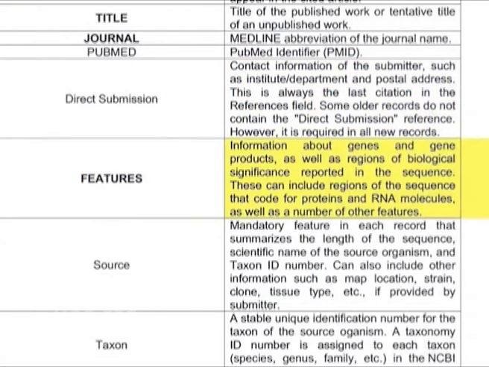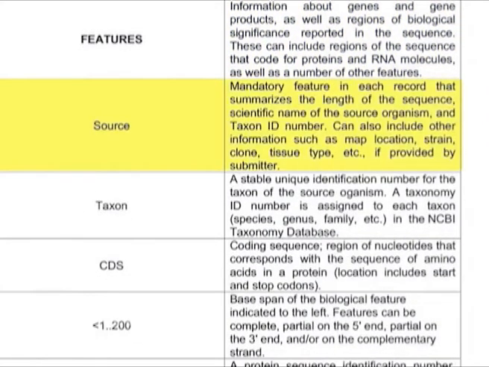Features. This describes the information about genes and gene products as well as regions of biological significance reported in the sequence. These can include regions of the sequence that code for proteins and RNA molecules as well as a number of other features. Source. Source describes the mandatory feature in each record that summarizes the length of the sequence, scientific name of the source organism and taxon ID number. It can also include other information such as map location, strain, clone, tissue type, etc. if provided by the submitter.